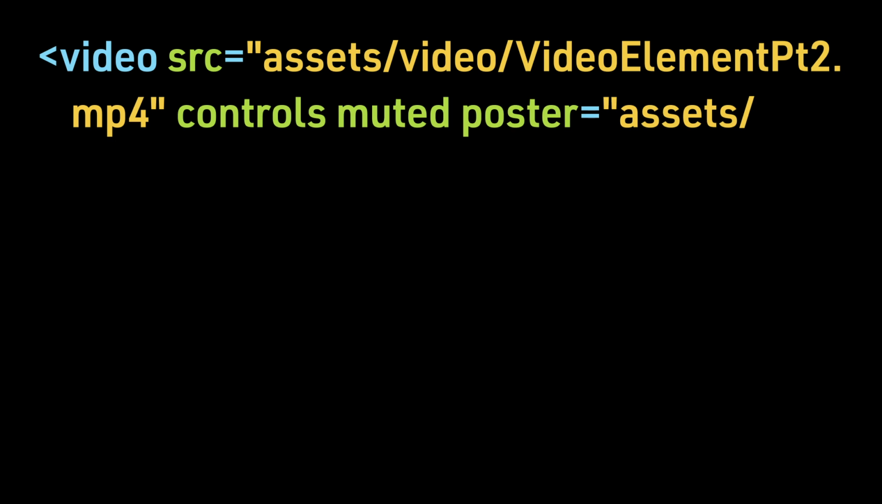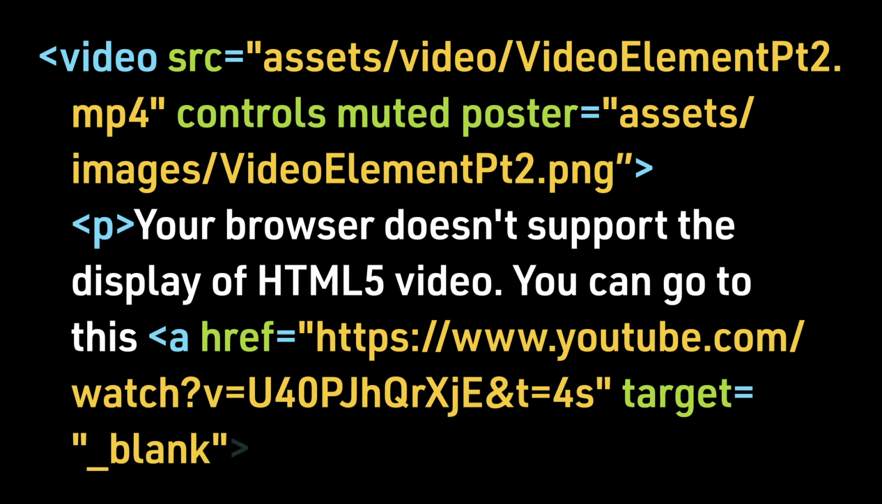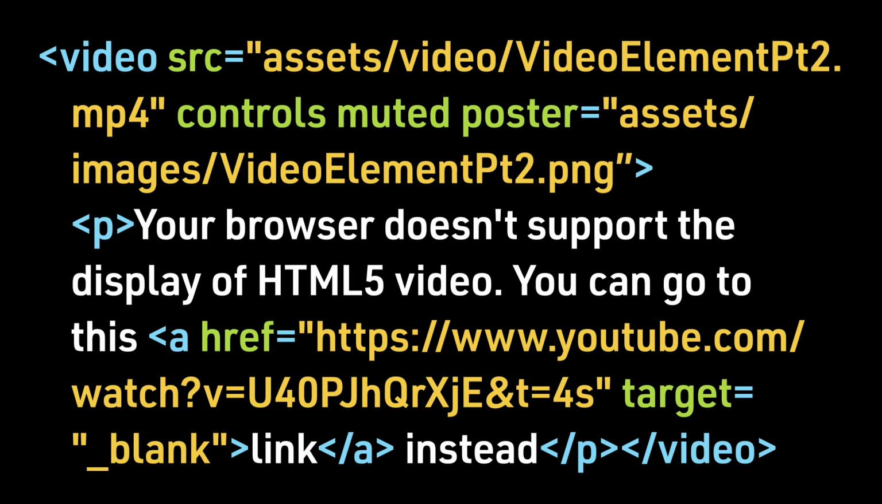To use these attributes, we simply add them to the opening tag as shown in this example. With this code, we add controls with a custom poster image. The video will play initially with sound off, but with the controls, the user can turn the sound back on.